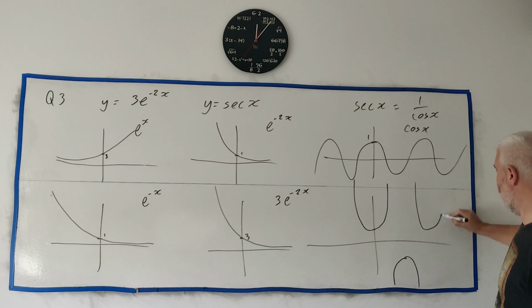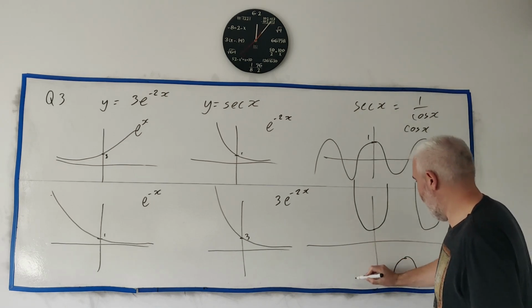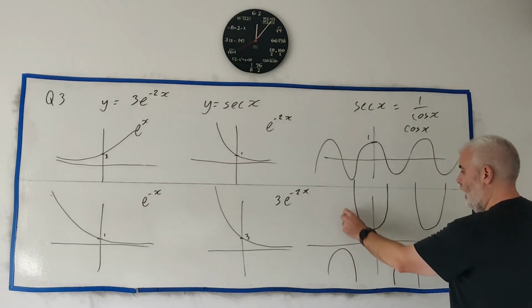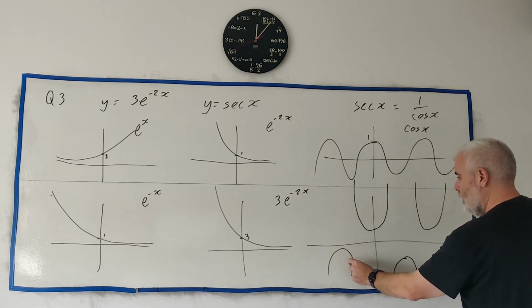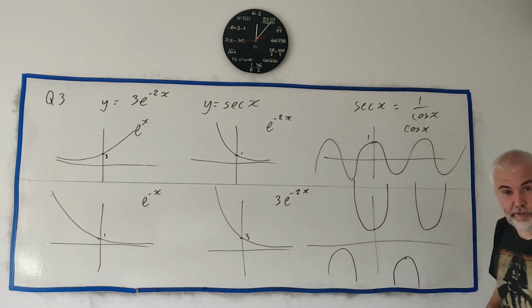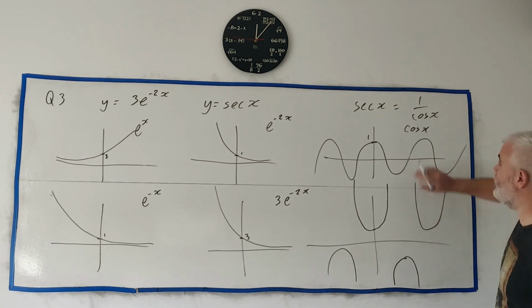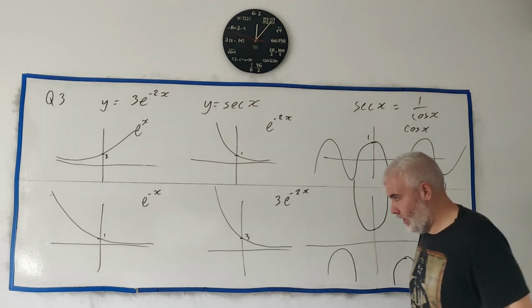Let me just draw a few of these in. I probably haven't lined them up. This 0 should be, I haven't lined it up very well. We get this sort of shape. This is what secant x looks like.